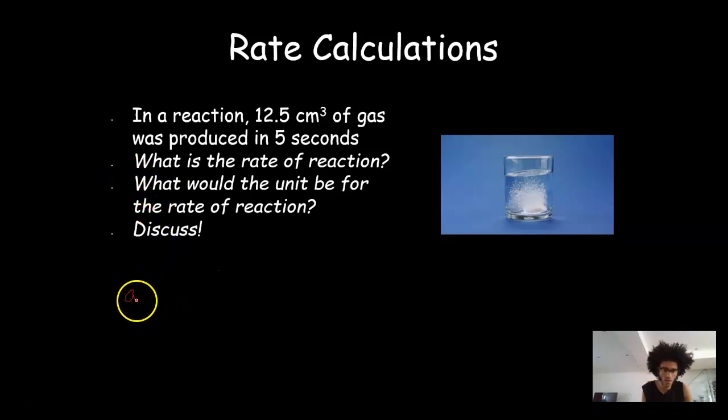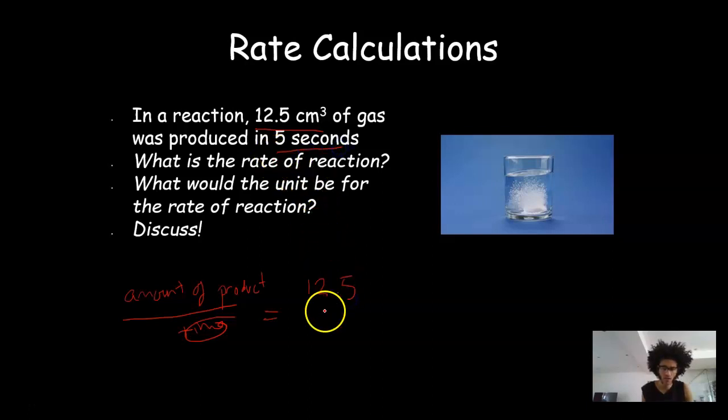So it's the amount of product or reactant, in this case it's product, and usually, to be honest, it's always product, and you divide that by time. Remember, time's always at the bottom. So I look at my amount of product at the top here, it's 12.5. So I go back to here and I write 12.5. And that happens in 5 seconds. So I divide 12.5 divided by 5.